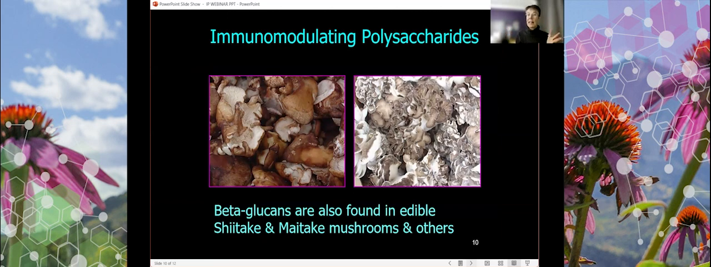Like shiitake. We have a bit about shiitake in this month's material, and maitake, and like I said, oyster mushrooms and all the mushrooms. So this is really nice too, because we can just eat our immunomodulating polysaccharides, cook them and eat them, put them in your soups, in your stews, and whatever comes out into the water. I wish I had a nice shiitake stew right now. But that's a really nice option too, right?